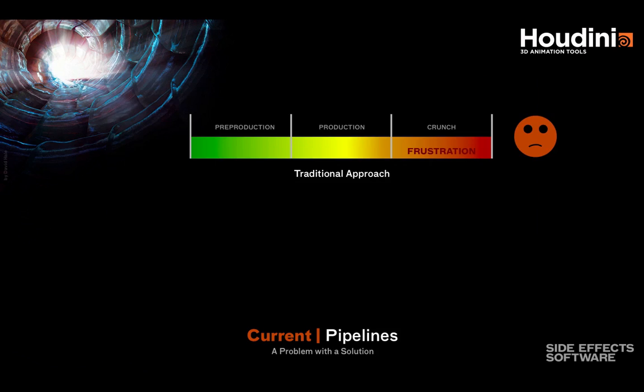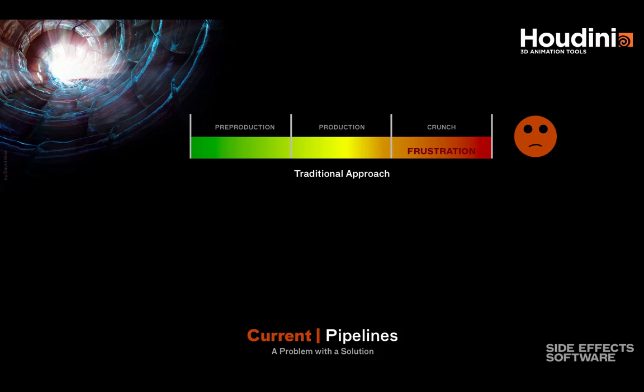So, with the traditional approach, this is basically the stress level for your employees. We have pre-production, we have all the ideas flowing, people are still very creative, and they have the time to test out things. Then we hit production, and the final levels have to actually be built. And during crunch, no changes can be made anymore.